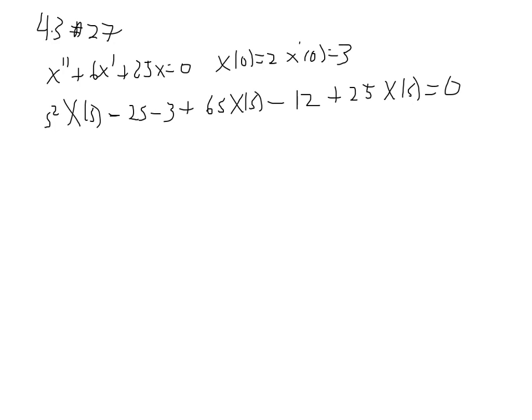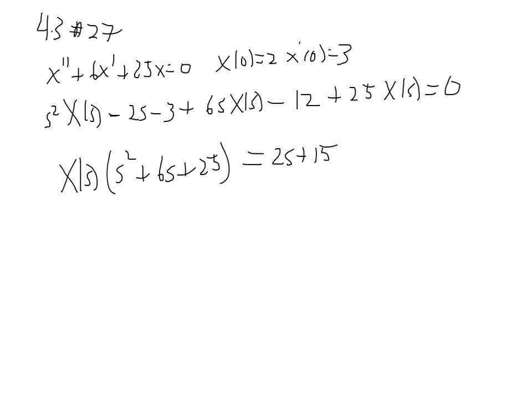Alright, putting all the x of s's together, we have x of s, and then I would have an s squared plus 6s plus 25 equals, putting all the things without x of s on the other side, looks like I have 2s plus 15. So that's going to be x of s is 2s plus 15 over s squared plus 6s plus 25.